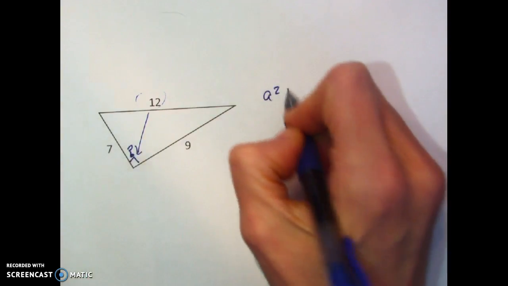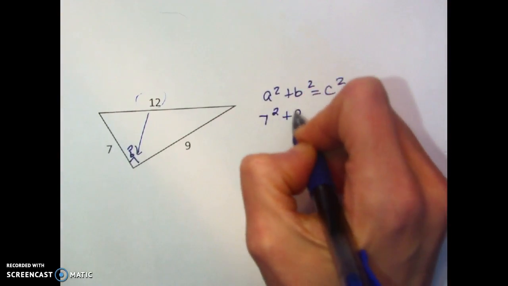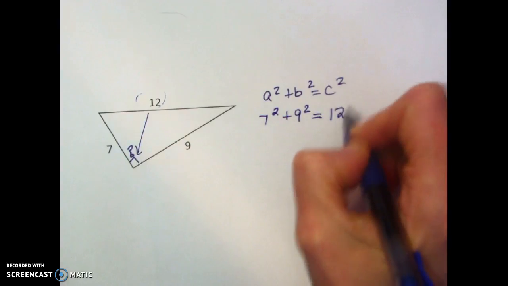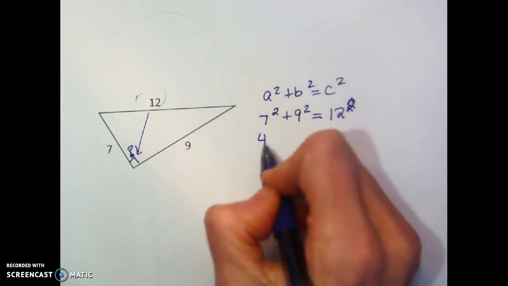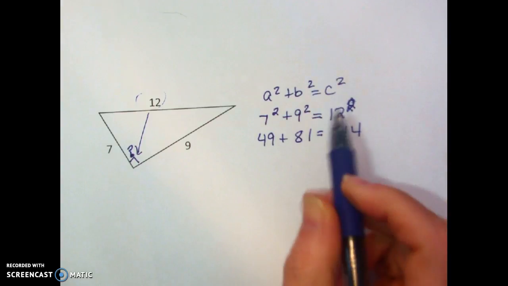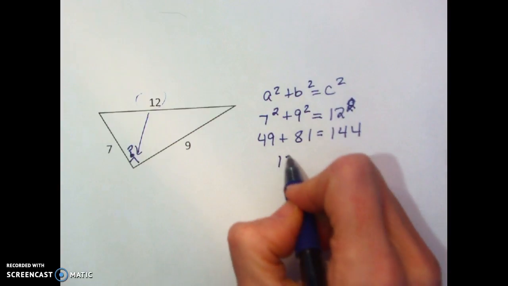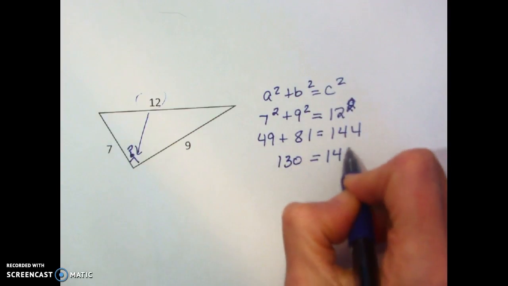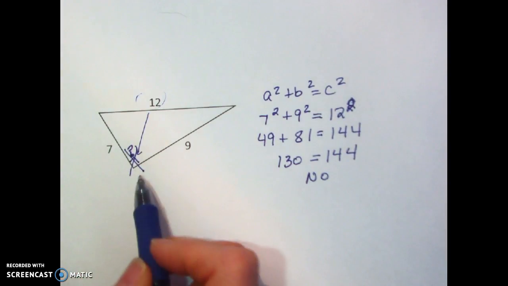So a squared plus b squared equals c squared. The 7 and the 9 have to be our a and our b. The 12 will have to be our c because it's the longest side, our hypotenuse. 7 squared is 49, 9 squared is 81, and 12 squared is 144. If I add 49 and 81, I get 130. That does not equal 144, which means this is not a right angle. Okay, not a right triangle.